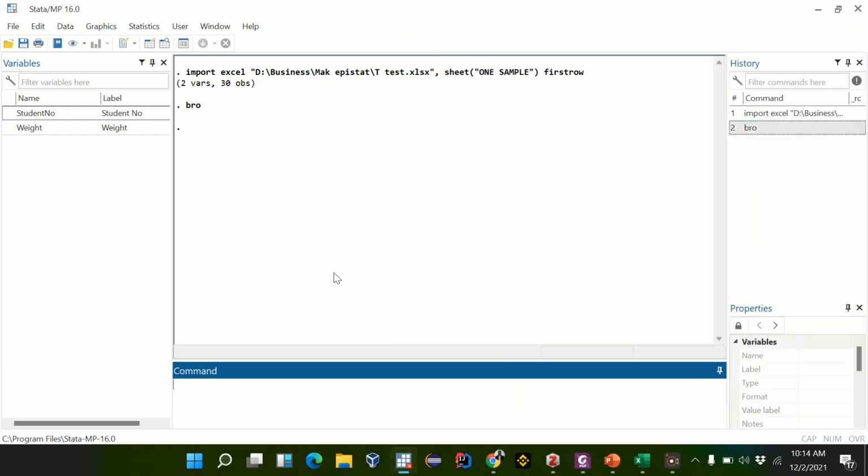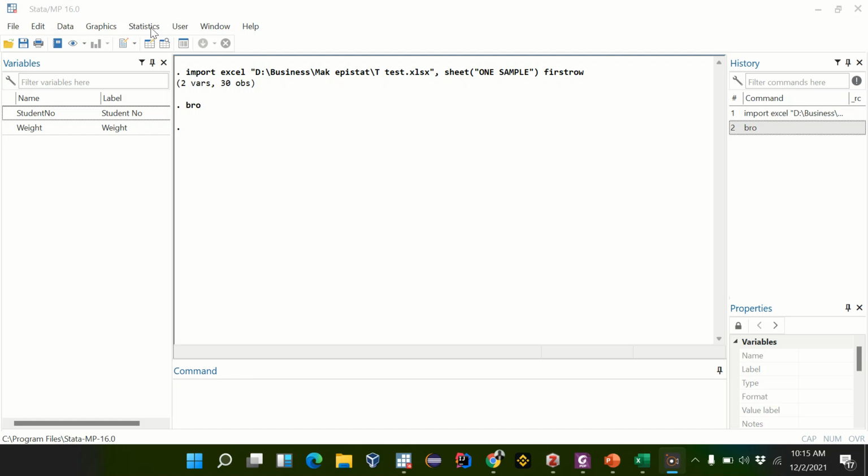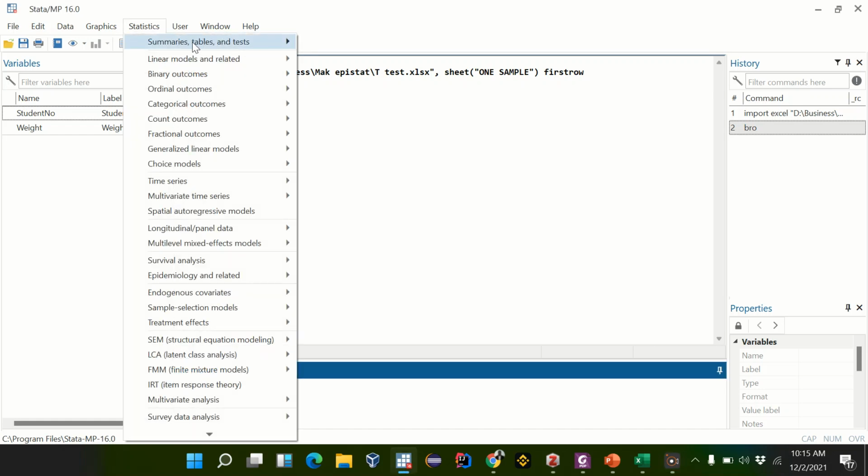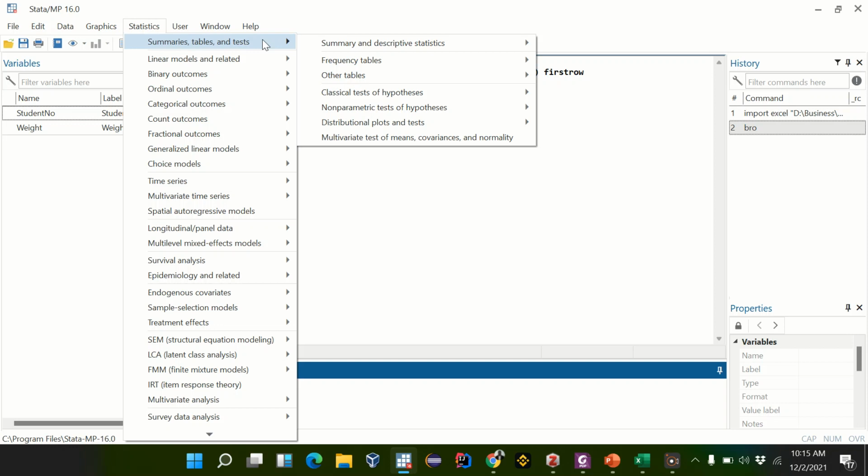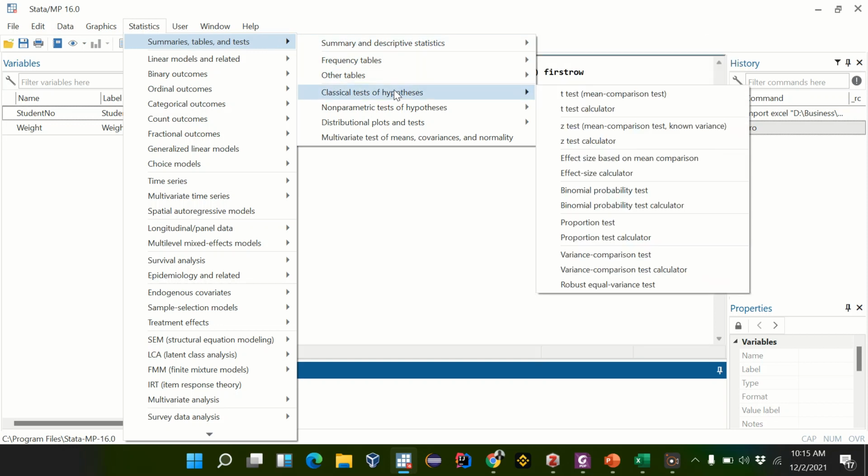So we want to do a one sample t-test to see if the mean weight of students at 25 years is 75, or it is statistically different from 75 kilograms. So we go to Statistics, Summary tables and tests. We go to classical tests of hypothesis and we choose a t-test, mean comparison test.